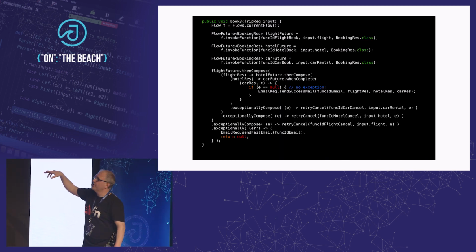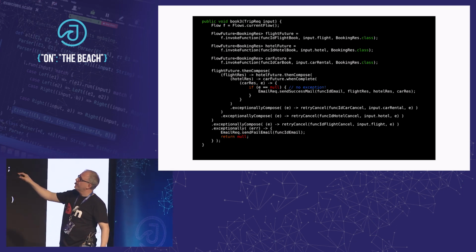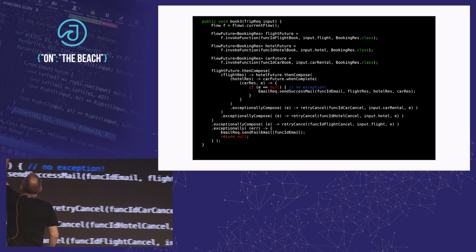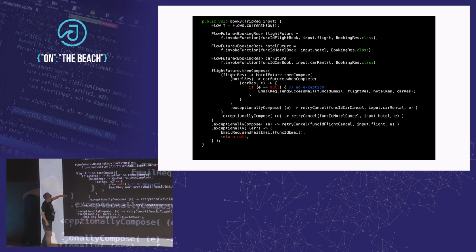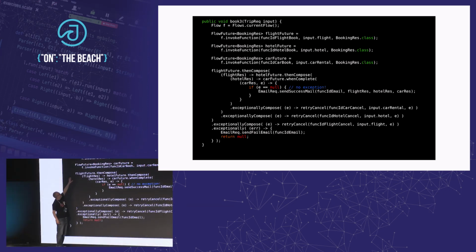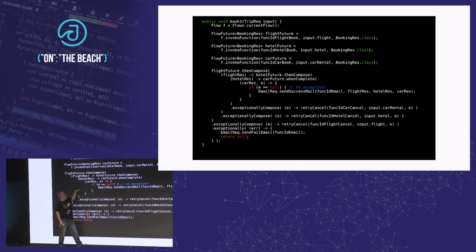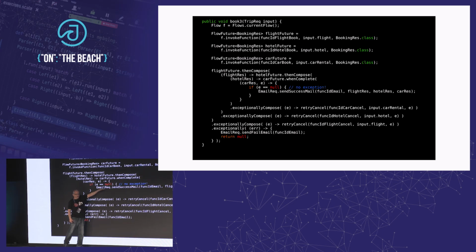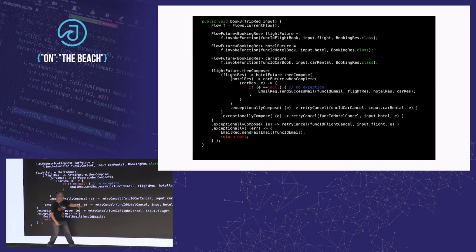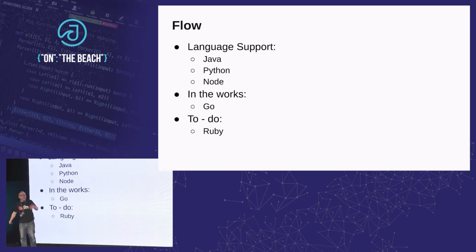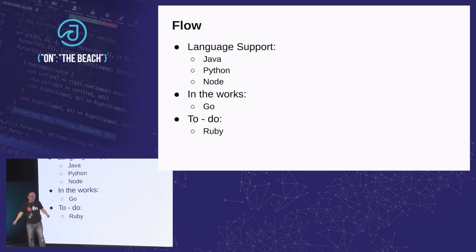So the code for that would look something like this. You can't see that on there. We've got a flight future up there. We've got a hotel future. We've got a car future. And then we compose these together. So we start with the flight future, and then we go to the hotel, and then the car. And if everything works, we get here, it's a success email. Otherwise, we're going to exceptionally compose, and we're going to first retry and then cancel each of those functions in order. So at the end, we'll either be going on holiday or everything will be cancelled.